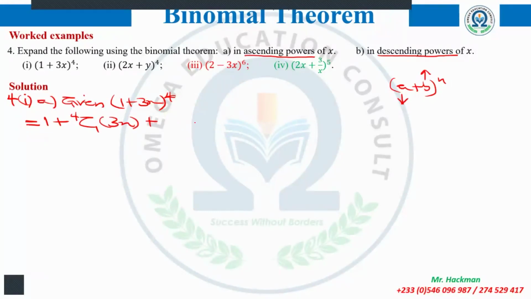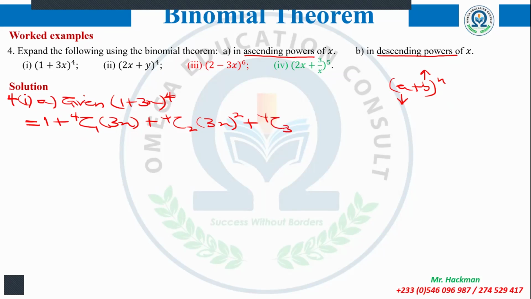Then plus n combination 2, so 4 combination 2. My x here is 3x, so 3x squared. Then plus n combination 3, so 4 combination 3. Then your x cubed, but your x here again is 3x, cubed. Then plus 4 combination 4. Then you get your x to the power 4, but your x again is 3x all to the power 4. My professors, I hope you are following.